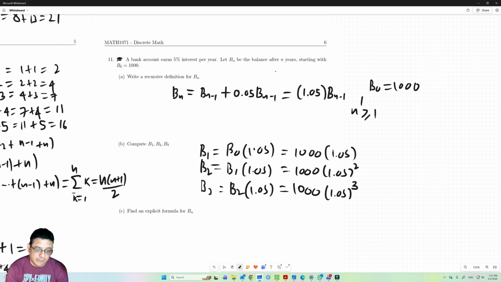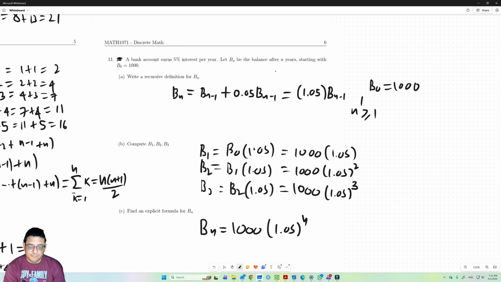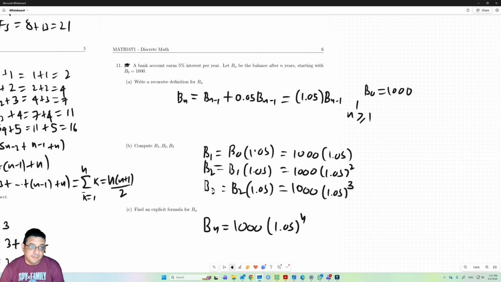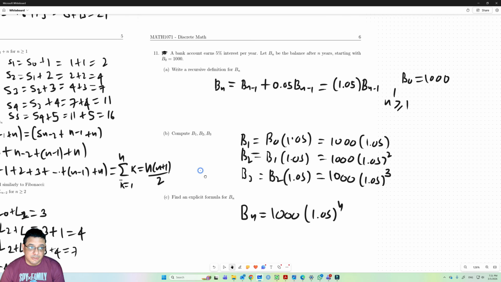So the explicit formula for n is kind of easy. 1,000 times 1.05 to the power n. It's just explicitly for the year n. This is going to be composed n times, which is actually how compound interest is going to work out. All right, so this is the end of the examples for section 5.6.